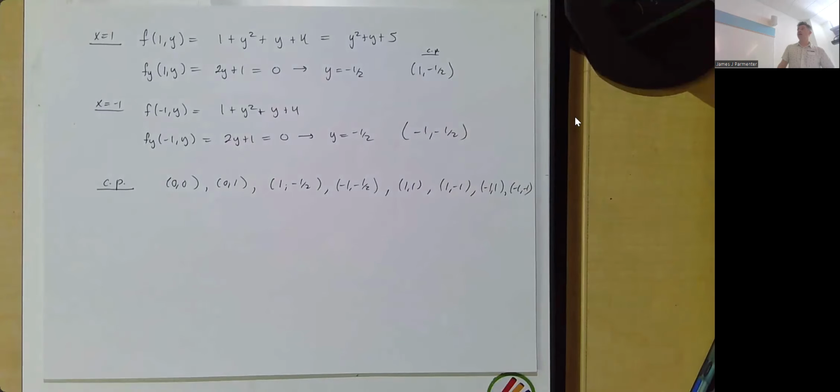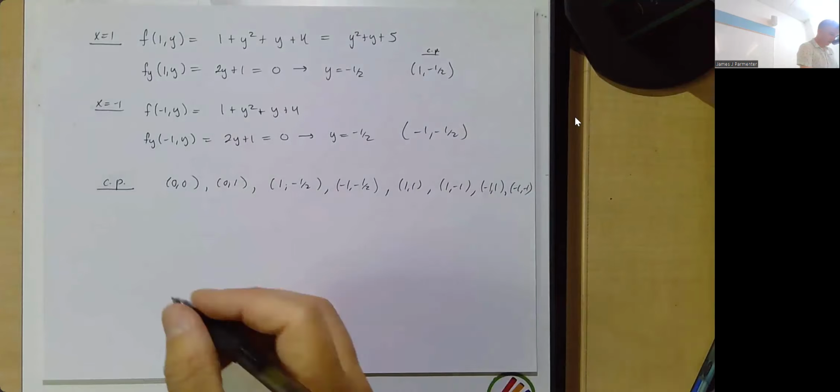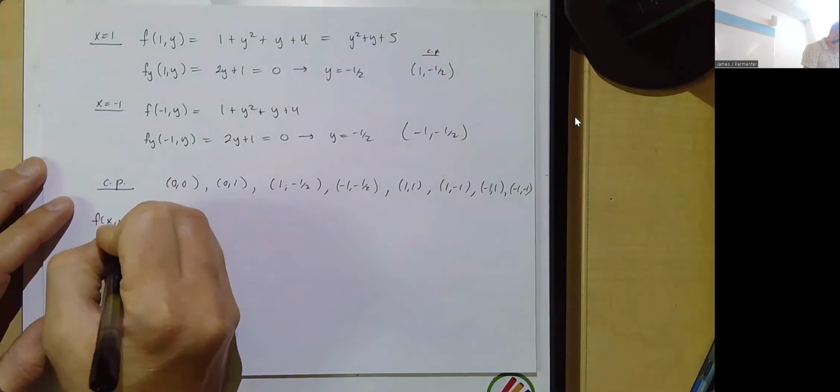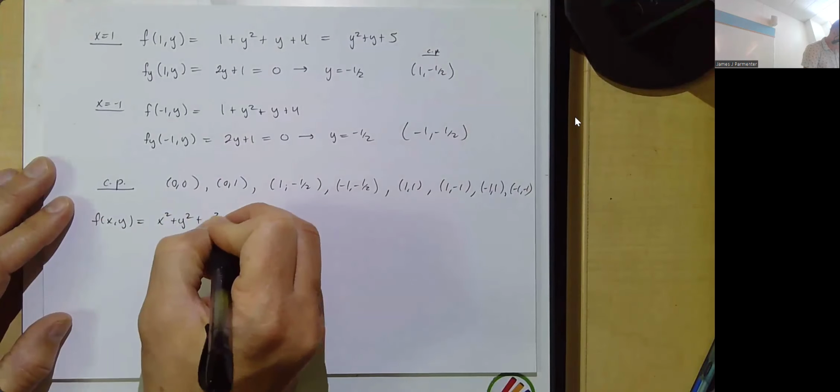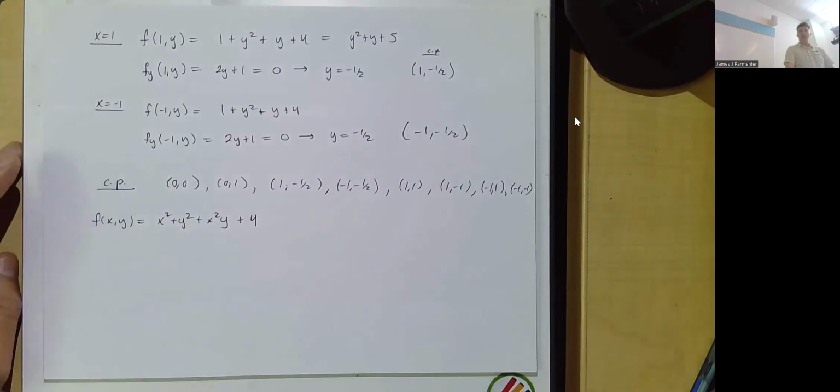Just like when we found absolute maxima and minima in 17a, where you find all your critical points and then plug them into the original function to see which one gives you the biggest value and which one gives you the smallest value, the same process is true here. We're going to plug each of these 8 critical points into the original function, f of xy equal to x squared plus y squared plus x squared y plus 4, and see which gives us the biggest value and which gives us the smallest.